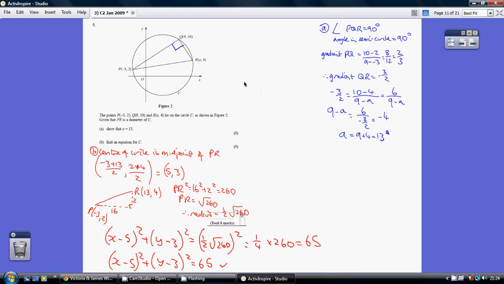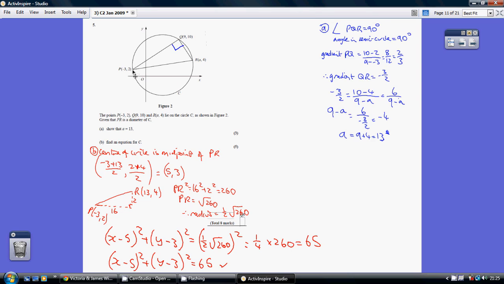So, first things first, we need to appreciate that angle PQR is a right angle because the angle in a semicircle is a right angle, one of the circle theorems. So given this is a right angle, we know that this line is perpendicular to this line. So if we work out the gradient of this line, we can flip it over, change the sign, and that's the gradient of this line. So that's what we're going to do.